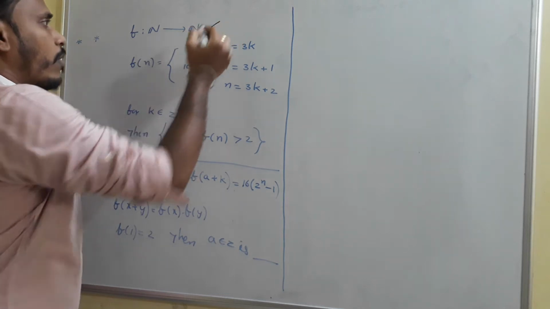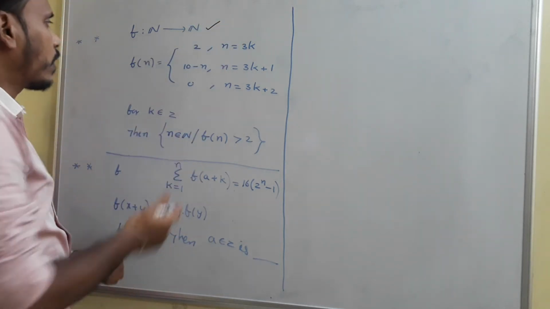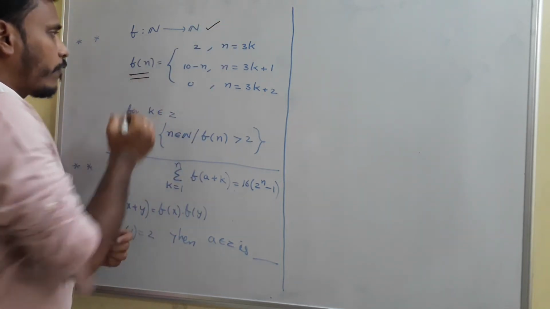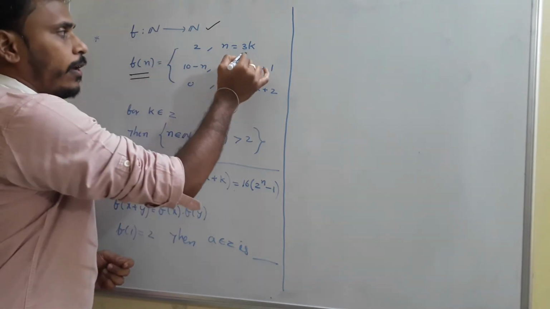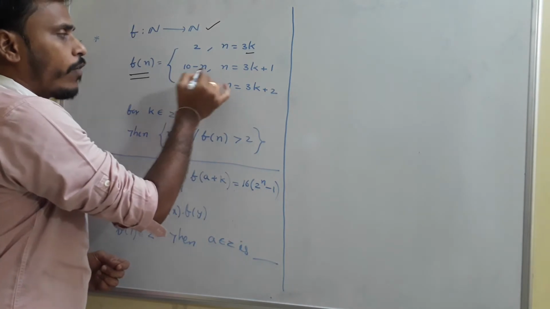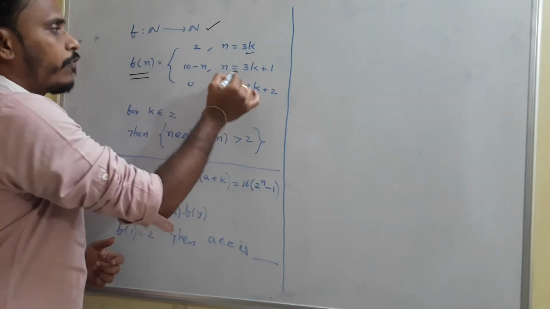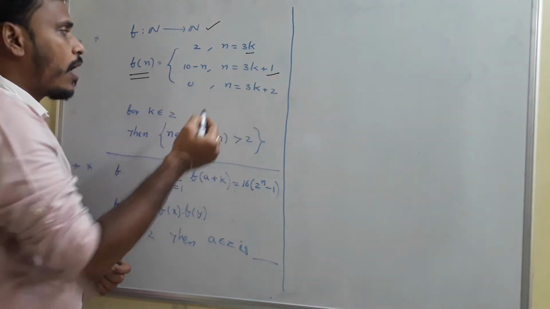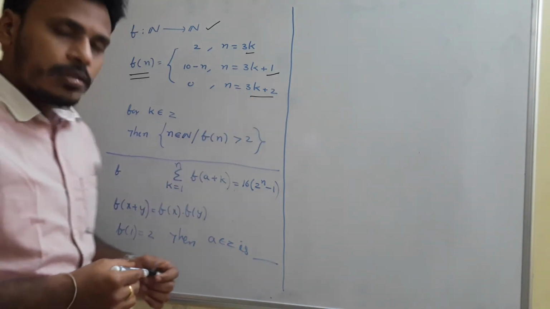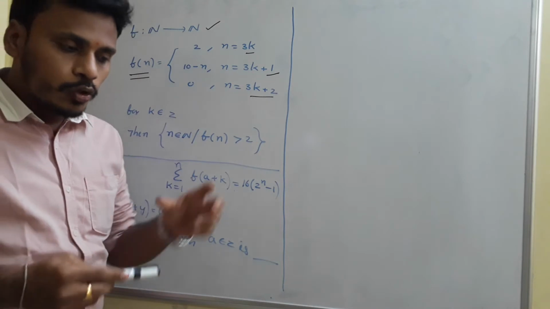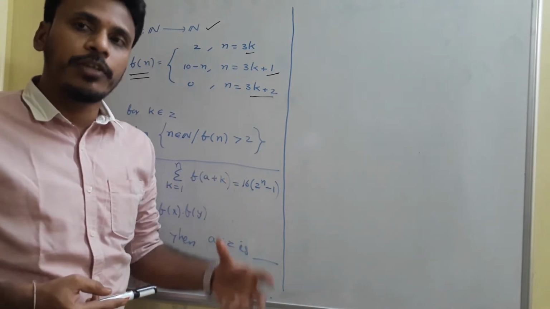f is a function from natural numbers to natural numbers such that f of n is 2 if n is 3k, f of n is 10 minus n if n is 3k plus 1, and f of n is 0 if n is 3k plus 2. See, as I mentioned, you need to think of every function just like a mission, okay?